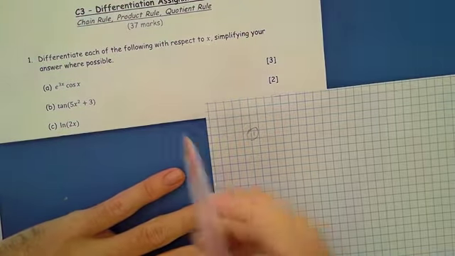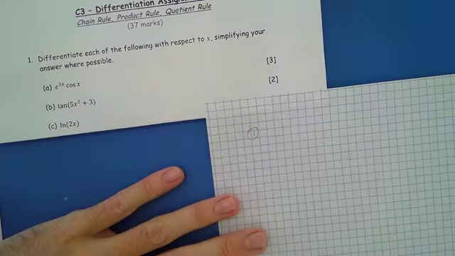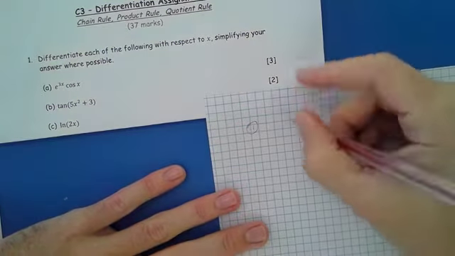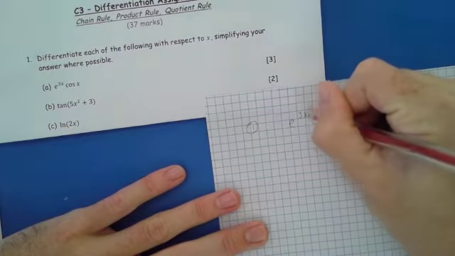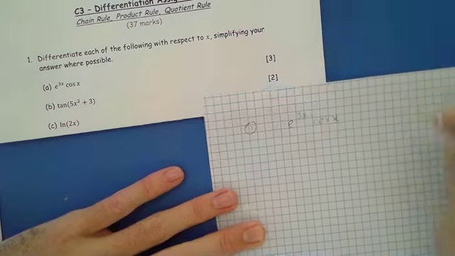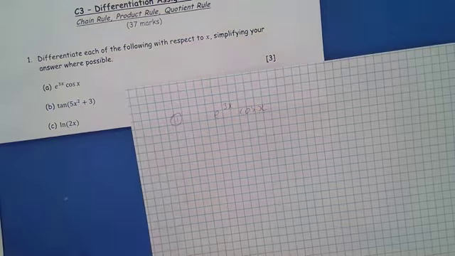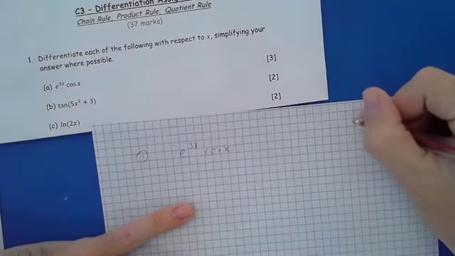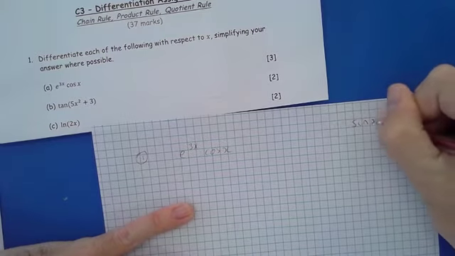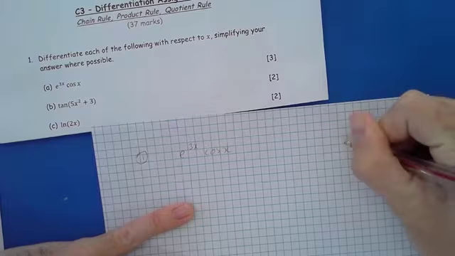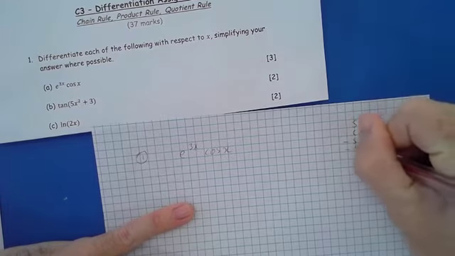It says differentiate with respect to x and simplify your answer where possible. So we've got this expression e to 3x cos x. Now before you go any further, we're doing differentiation today or integration. We're going to write down this at the top of our page. Sin x, cos x, minus sin x, minus cos x.